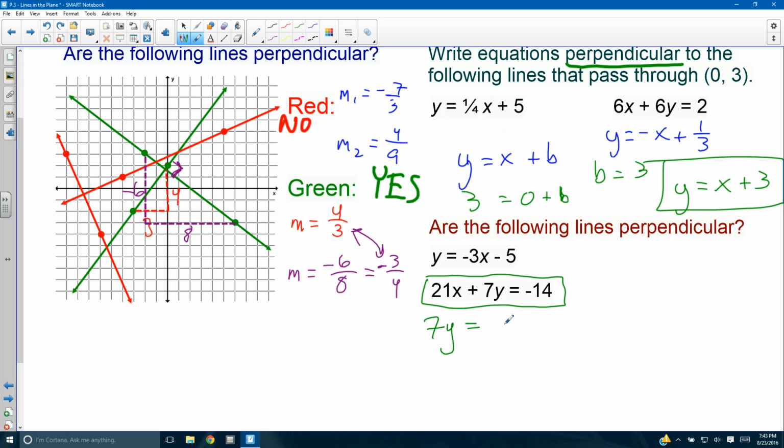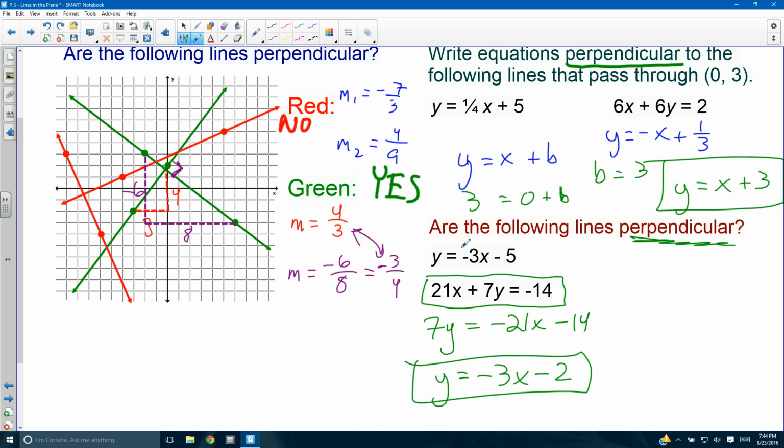Okay, solve for y. 7y equals -21x. We subtract 21x from both sides. Minus 14. Divide by 7. y equals -3x minus 2. All right, there's nothing here that screams opposite reciprocal. In fact, you might accidentally answer yes because you said, oh, they're the same, and you forgot they were talking about perpendicular. These lines are actually not even close to perpendicular. They're parallel. These are parallel lines. So the answer here is no.